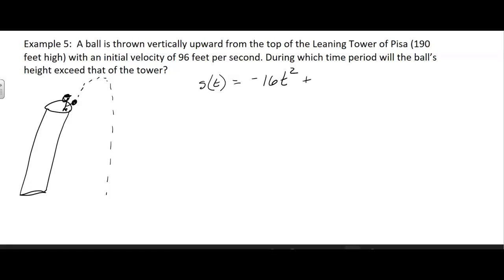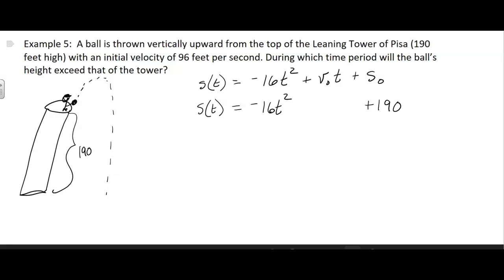And we know, let me write it all out, negative 16t squared plus v naught t plus s naught. Okay, so we need to know the initial velocity and the initial height. It says the Leaning Tower of Pisa is 190 feet. Okay, so that's the initial height because we're starting at the top of the tower. And it says we're throwing the ball with an initial velocity of 96 feet per second. So that's our v naught, 96t. Okay, so there's the equation.